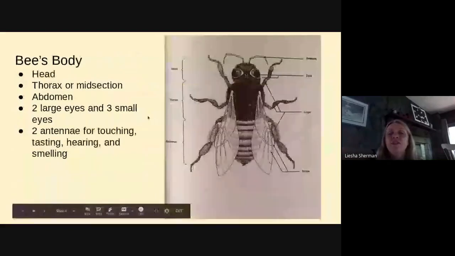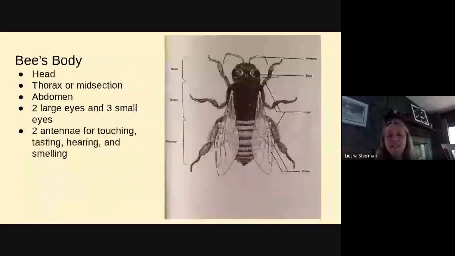Here is a closer look at a diagram of a bee's body. Now, if we were at school, I would actually pass around dead bees, and they can't hurt you. I know a lot of you probably feel nervous when you're around bees, but the dead bees can't hurt you, and they weren't killed for our classroom use. At the end of the season before winter, a lot of bees will die naturally, and they'll collect those dead bees and then sell them to companies who sell them to teachers to use for observation.